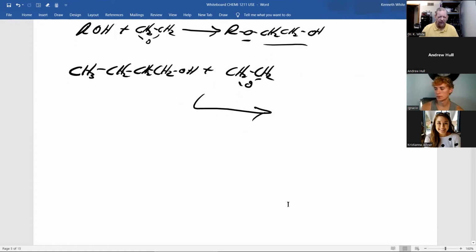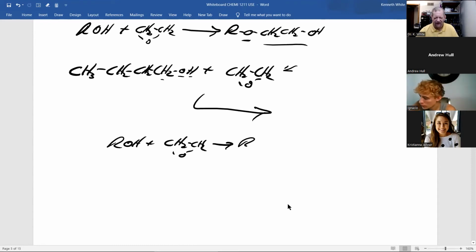All right, we look at this molecule. What's different? What's not carbon? What's an oxygen with a hydrogen and a carbon? Alcohol. And what is this? Ethylene oxide. Excuse me. And what do you get? This ether alcohol. And what's my R group?